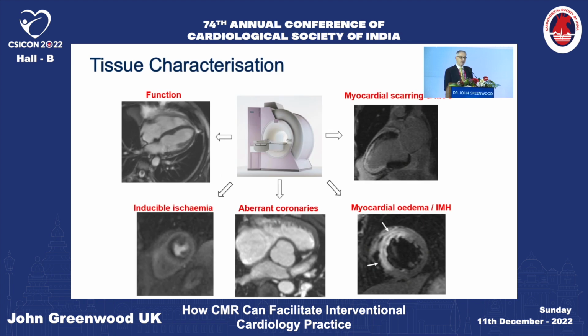And why is that? It's a relatively simple test, but it's multi-parametric. And what that means is not only can we look at the function, we can look at the scar, we can look for ischemia, we can look at the coronary origins to make sure they're not aberrant, but we can also look for myocardial edema, so inflammation in the myocardium because of ischemia, where there may have been spontaneous reperfusion, so that there isn't actually any infarction, but there is evidence of an ischemic insult. So it gives us lots and lots of information in a single test, and we can do this sort of imaging in 20, 30 minutes, something like that. So we do a lot of acute patients because it is really quick and simple to do.